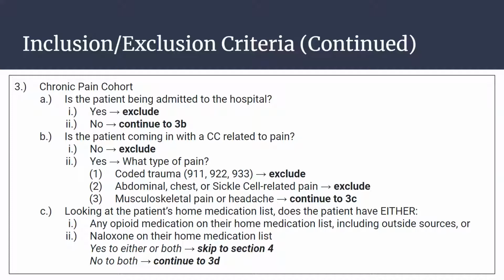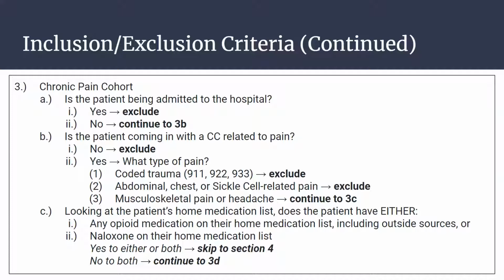And then if they are experiencing musculoskeletal or head pain, we're going to continue on to 3C, which is where we actually look at their home medication list. And we're going to be checking to see if they have either any opioid medication on that list, including outside sources, or naloxone, aka Narcan, on their home medication list. Naloxone is a medication that's used in narcotic overdoses. It's an opioid antagonist, meaning it attaches to opioid receptors and reverses or blocks the effects of other opioids.